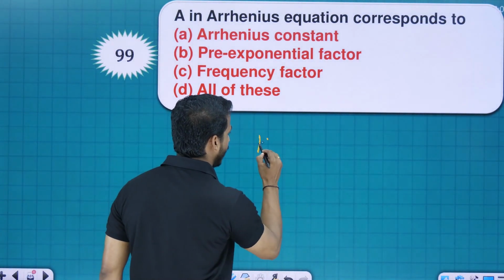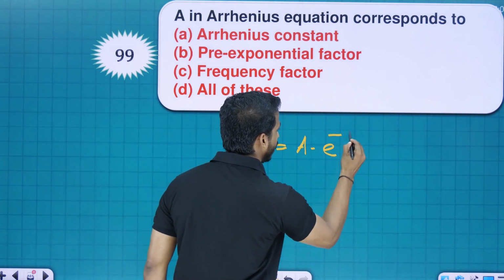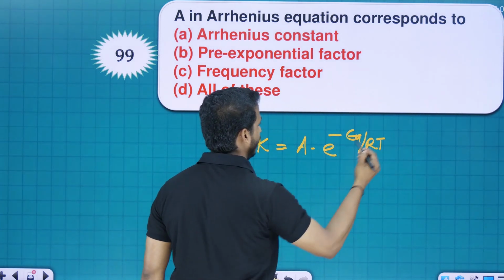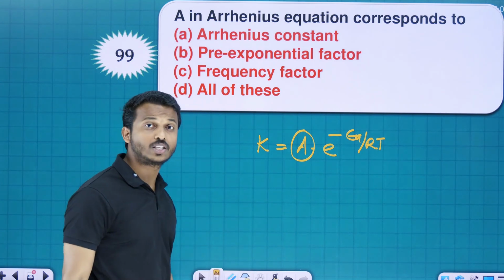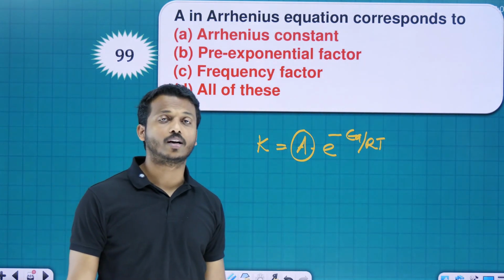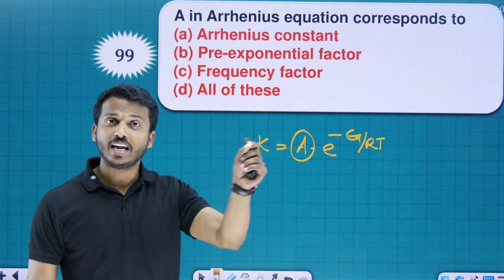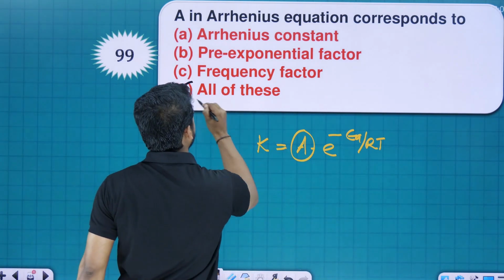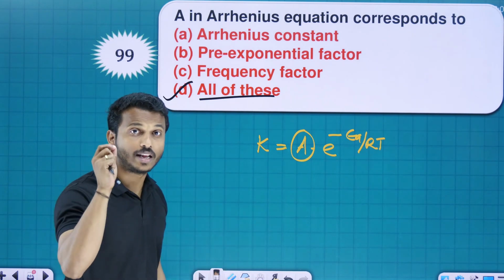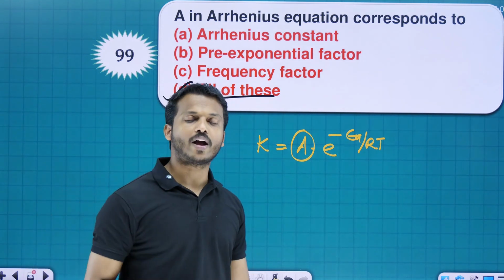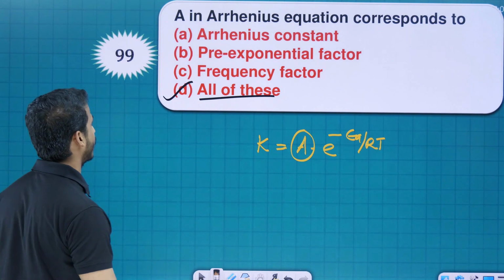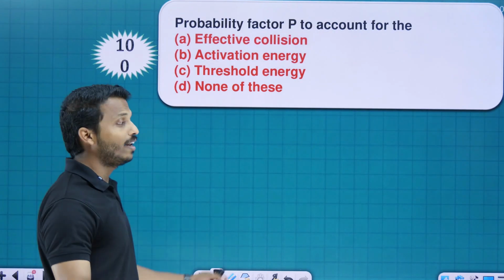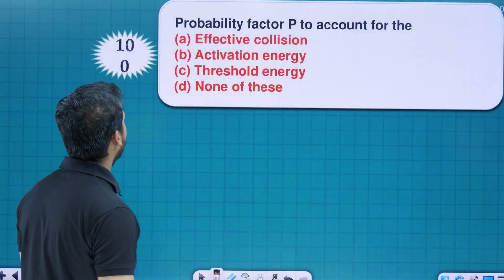Next one, A in Arrhenius equation. What is the Arrhenius equation? K is equal to A into e raised to minus EA by RT. What is A called? A is called Arrhenius factor, frequency factor, pre-exponential factor. All of these refer to A. All are related.